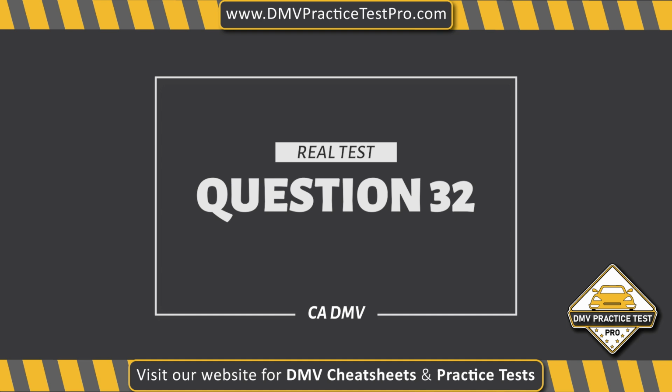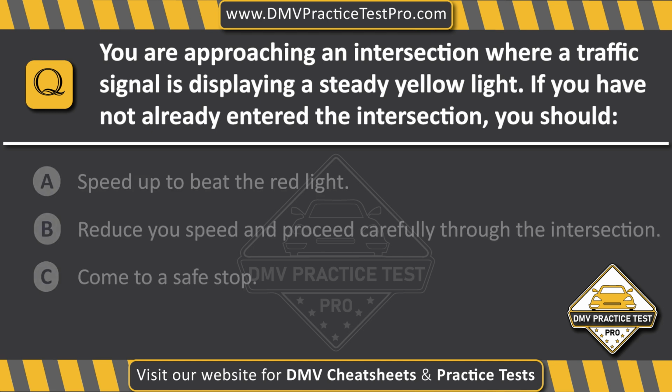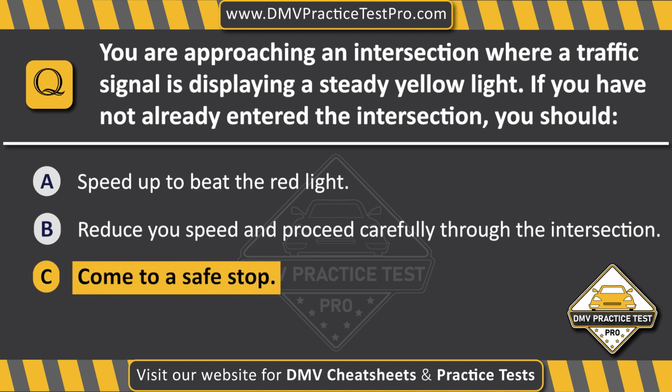Question 32. You are approaching an intersection where a traffic signal is displaying a steady yellow light. If you have not already entered the intersection, you should: Option A. Speed up to beat the red light. Option B. Reduce your speed and proceed carefully through the intersection. Option C. Come to a safe stop. The correct answer is Option C. Come to a safe stop.